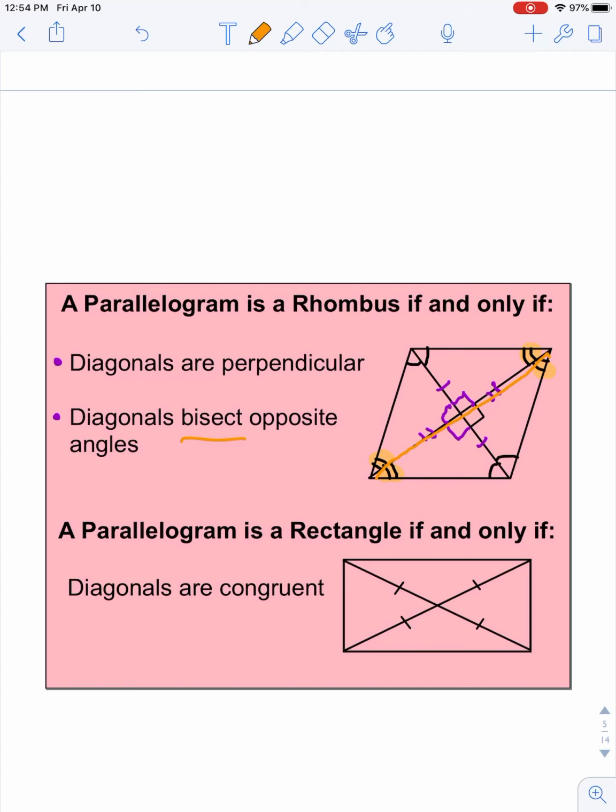The other property, for a rectangle, is that a parallelogram is a rectangle if and only if the diagonals are congruent. So these diagonals right here are not only bisecting each other, but they're also the exact same. So they're the same length. Again, these are biconditionals, so if and only if. If I can show a quadrilateral has diagonals that are congruent, then I know that it is a rectangle.